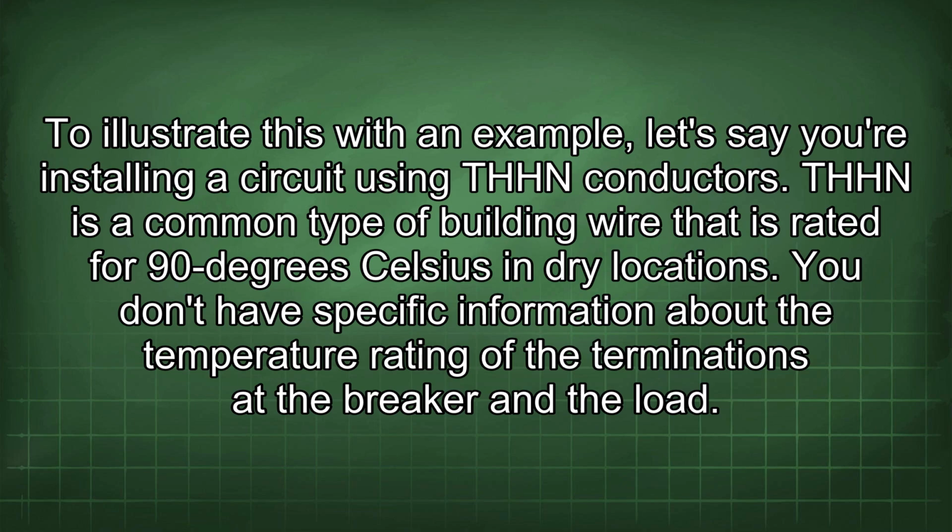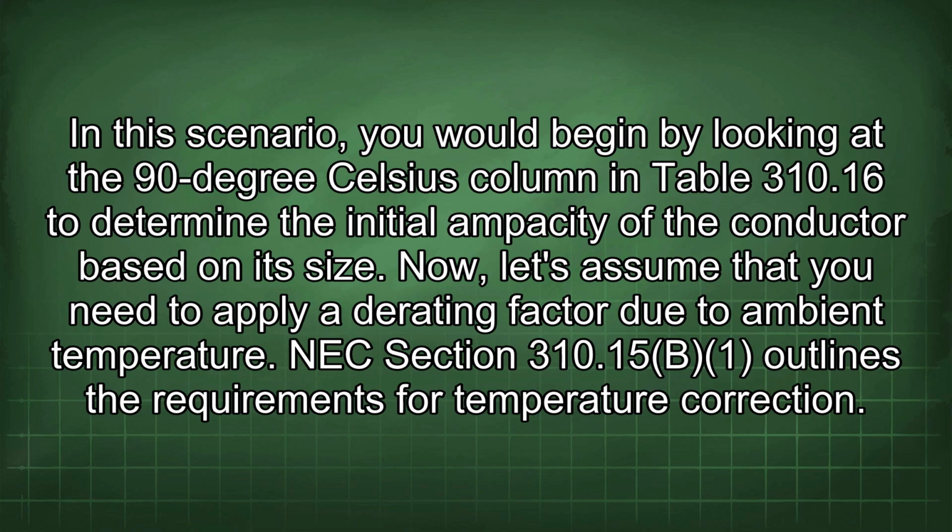THHN is a common type of building wire that is rated for 90°C in dry locations. You don't have specific information about the temperature rating of the terminations at the breaker and the load. In this scenario, you would begin by looking at the 90°C column in Table 310.16 to determine the initial ampacity of the conductor based on its size.